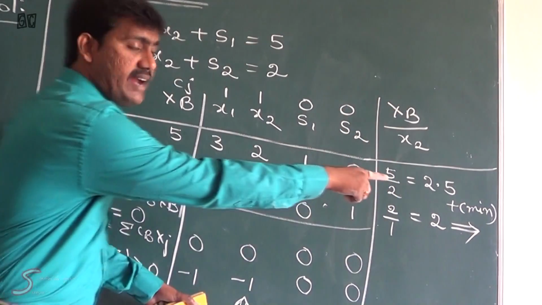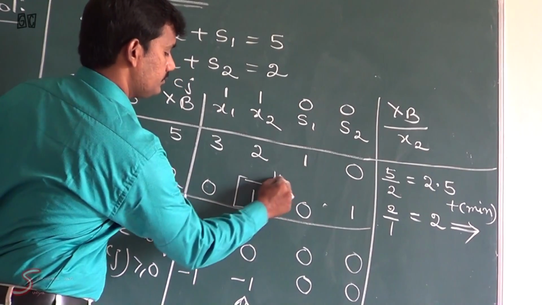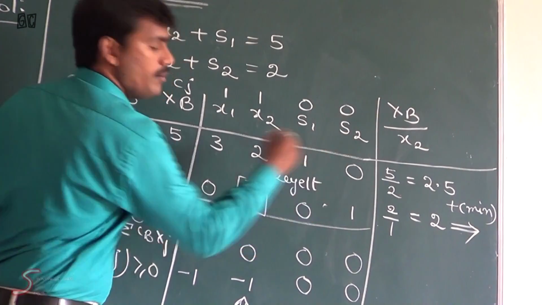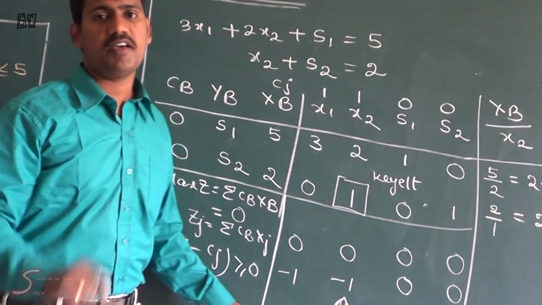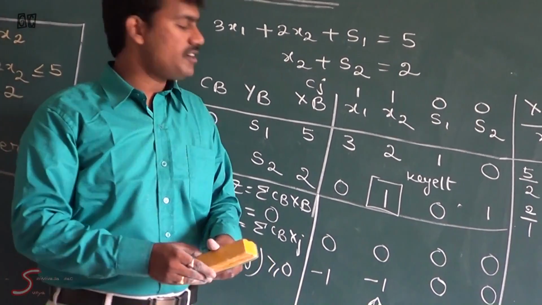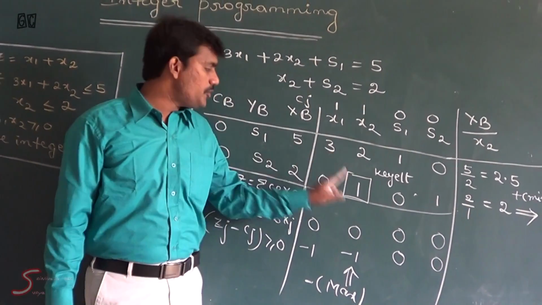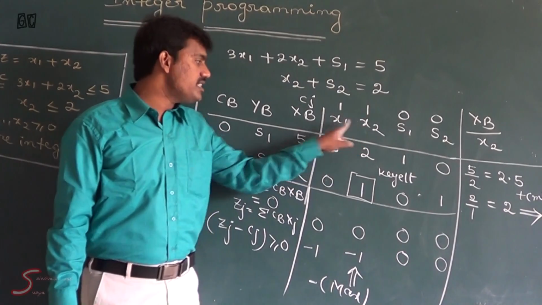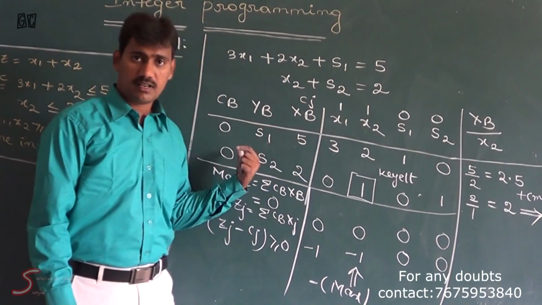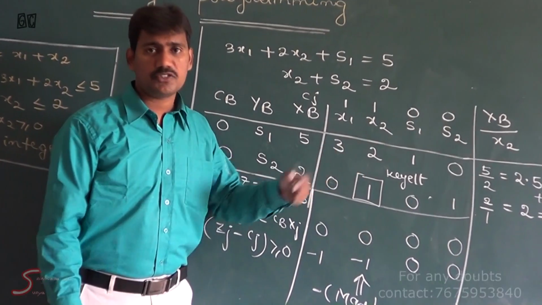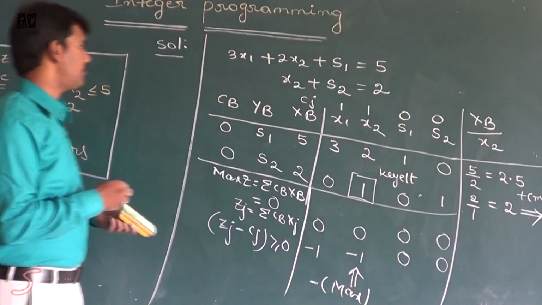If you are going to combine these two, the key element is 1 obviously. Because of this key element only, we are not going to satisfy this net evaluation condition. In the simplest method, after finding this, we have the second iteration table. Make the key element into unity by dividing itself. x2 is the incoming vector, s2 is the outgoing vector, the cost of x2 is 1, and make all the elements in the key column 0. Now, the second iteration table is as follows.